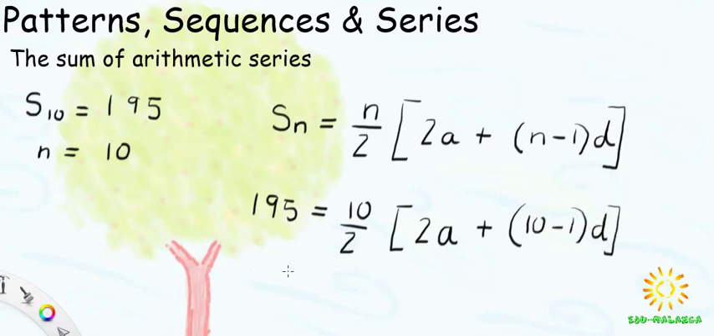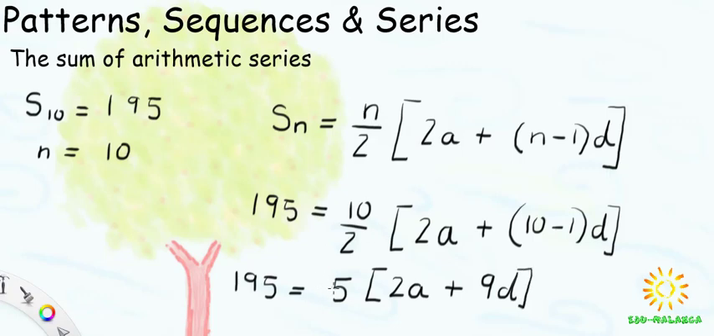We'll then simplify this equation. 195 will stay the same. 195 should equal 10 divided by 2, which is equal to 5. And we'll open brackets. The 2a we can't simplify any further. Plus 10 minus 1, that's equal to 9. So plus 9 times d.